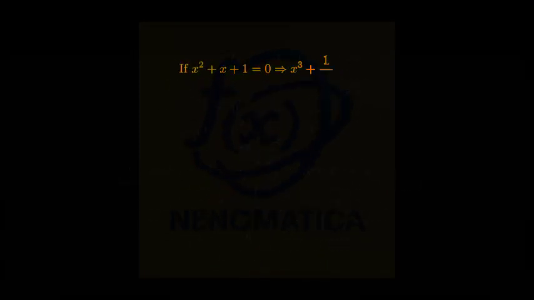If x squared plus x plus 1 equals 0, we need to find the value of x cubed plus 1 over x cubed. Let's start by setting up our problem. We're given that x squared plus x plus 1 equals 0, and we need to find the value of x cubed plus 1 over x cubed. To solve this problem, we need to find a clever transformation.